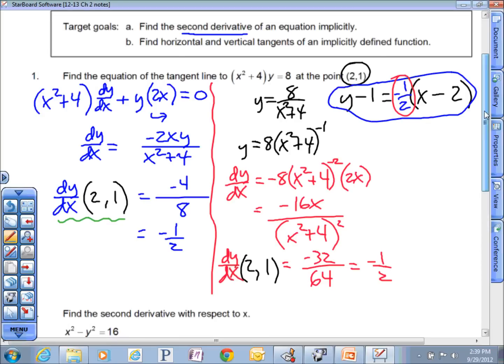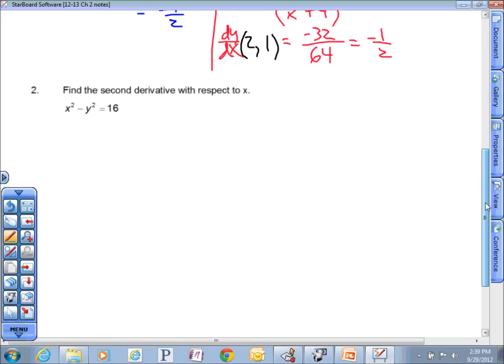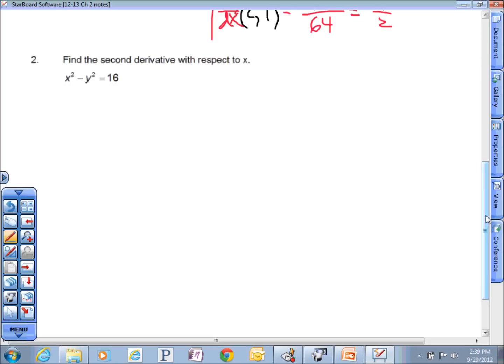All right, let's take a look at this second derivative thing. Find the second derivative with respect to x. Second derivative. Before you can find the second derivative, you got to find the first derivative. So let's work on that. So first derivative, 2x minus 2y times dy over dx is equal to 0. Now it is imperative, if you were asked to find the second derivative and you're doing it implicitly, that you isolate dy dx before you try to do anything else.